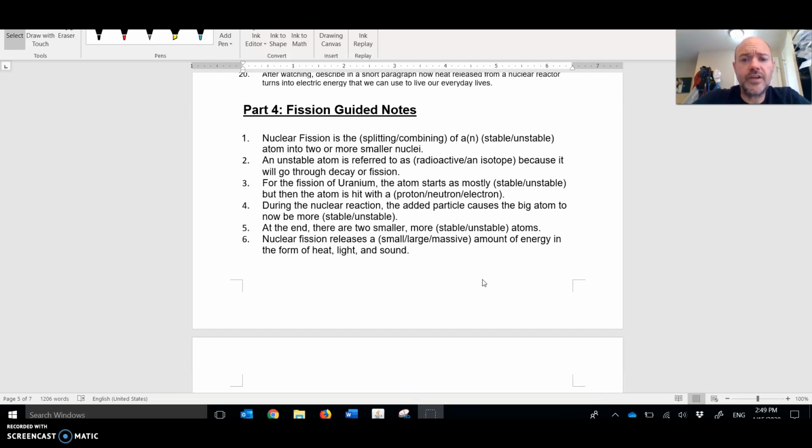For the fission of uranium, think about when we looked at fission. Did it start as mostly stable or unstable? And then it gets hit by what? A proton, neutron, or electron.